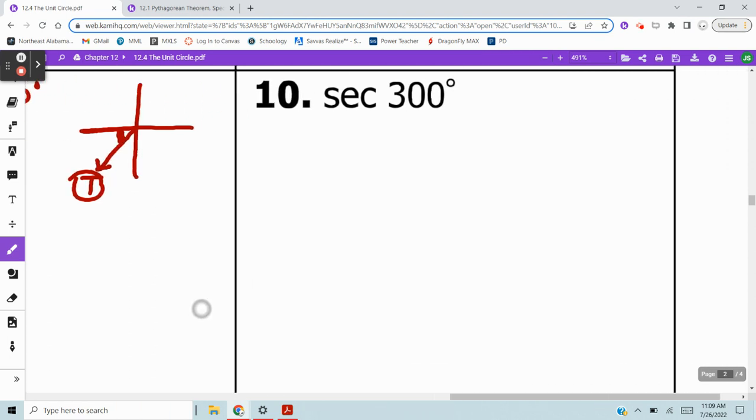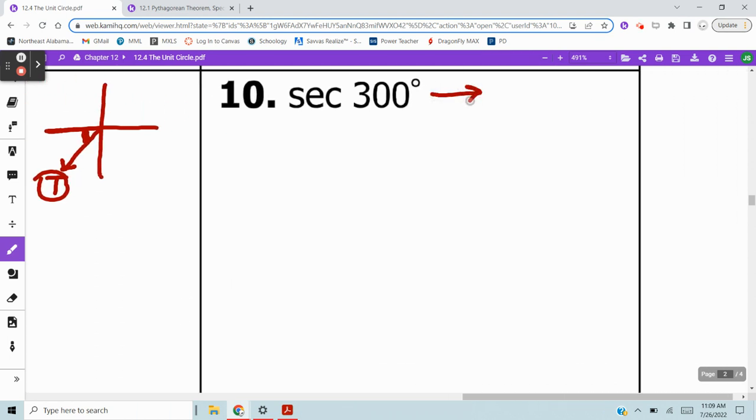Number 10, the secant of 300. Well, since we're dealing with secant, let's talk about his brother. Let's find the cosine of 300 first, and then we'll just flip it. So 300, let's go ahead and sketch that. This is 270 and 360, so 300 is somewhere in this fourth quadrant. All students take calculus, so that'd be a C, so that's telling me that cosine is positive.